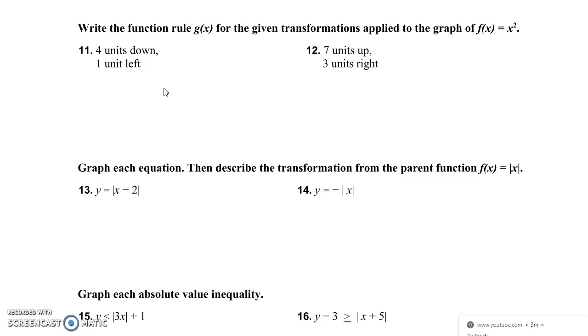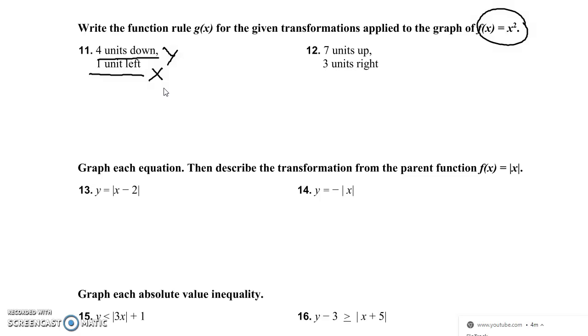So now write the function rule of g of x for the given transformations applied to a graph of the original function. It's right here. This is the parent function we talked about. So we have to do adding and subtracting. And remember, 4 units down will be your y, and 1 unit left will be your x. We had the h and the k in there before, so it's going to look a little weird.